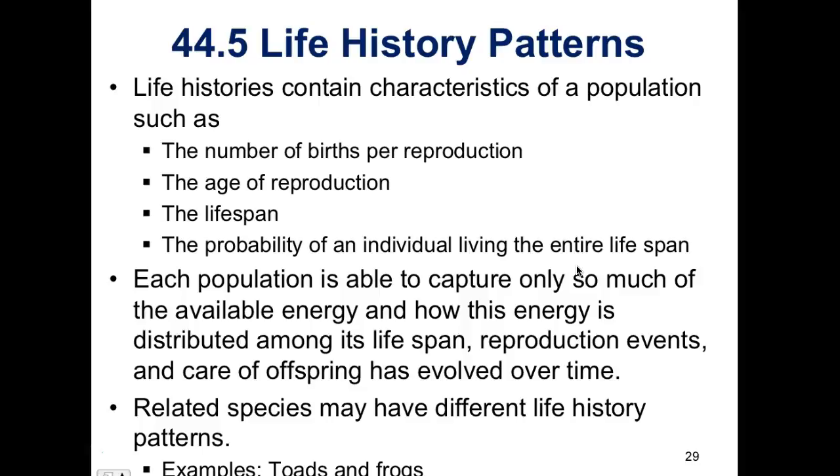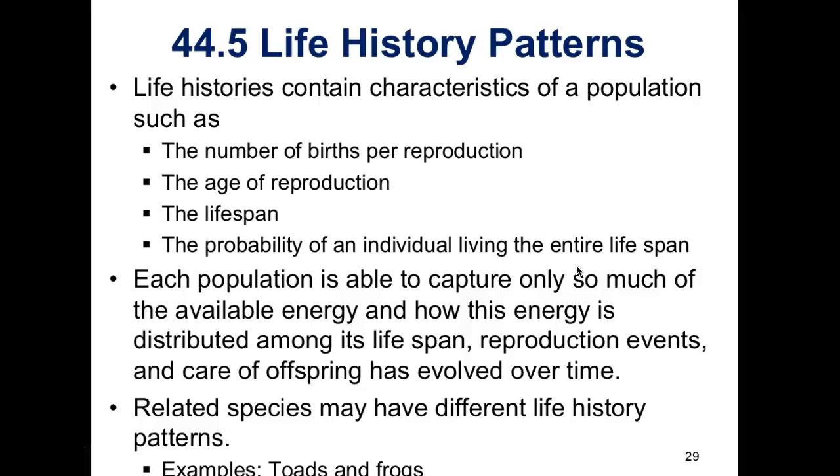So life history patterns, especially those related to different types of strategists. Here we're going to look at a little bit of what an R strategist and a K strategist is. So life histories contain characteristics of a population such as the number of births per reproduction, the age of reproduction, the lifespan, and the probability of an individual living the entire lifespan.